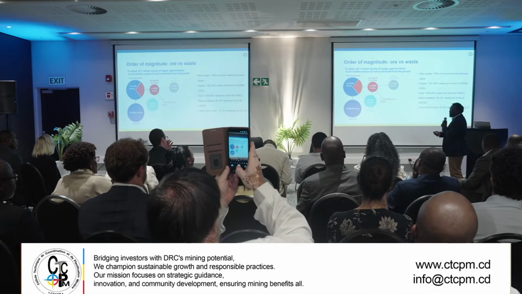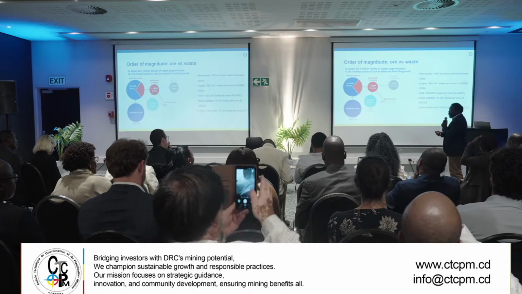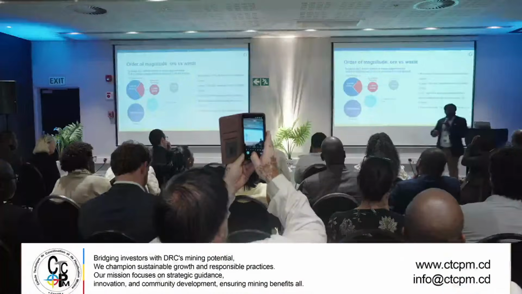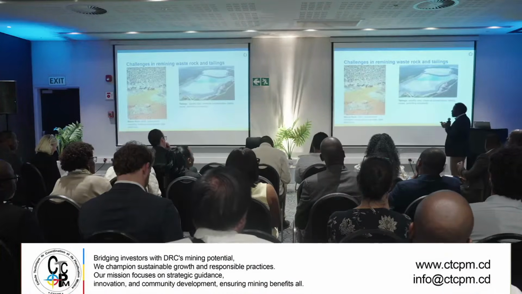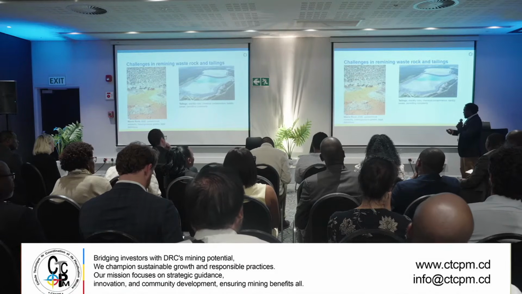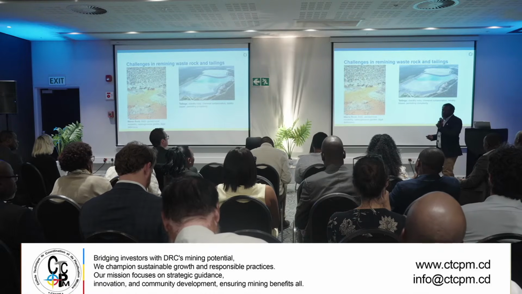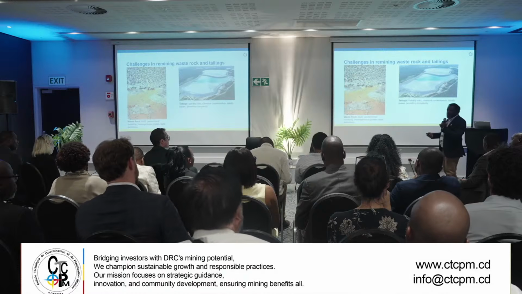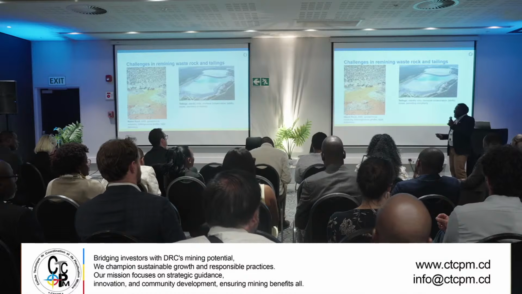So going from this volume of material, this is what we get if we look at the order of magnitude, which basically means most of the material that is extracted ends up either as waste rock or as tailings. There are different challenges that come with those materials. Many of you probably have heard about acid rock drainage. That's what happens when you have acid generating material in your tailings or in your waste rock dumps. That ends up being acidic water, which has a negative impact on the environment.